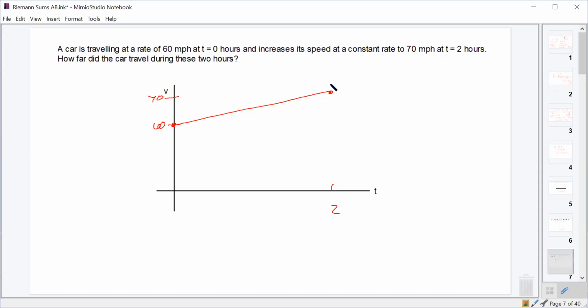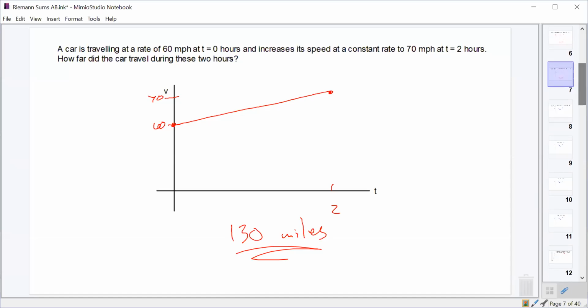130. How'd you get 130? I just thought because if you're increasing at a constant rate, you could just do the average, which is 65 times 2, right? That seems reasonable, right? The average of 60 and 70 miles an hour is 65. Multiply it by 2. Should get 130. Everybody agree with that? Yep. Wonderful. All right.